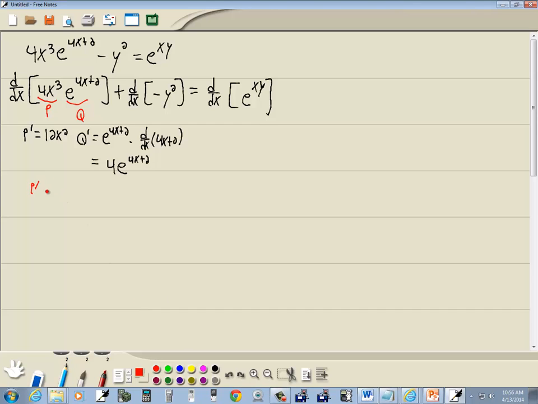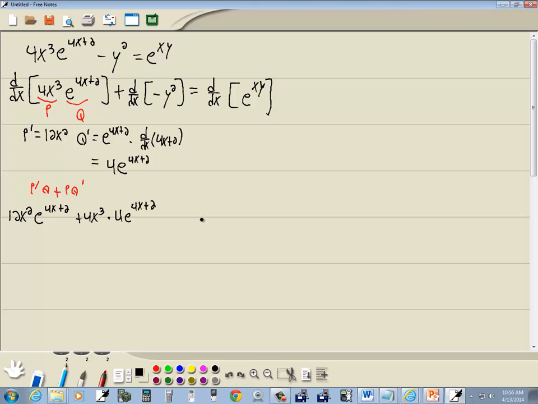So this first one is p prime q plus p q prime. P prime we said was 12x squared times q, which is e to the 4x plus 2, plus p, which is 4x to the third, times q prime, which is 4e to the 4x plus 2. Okay, let me double check all that. P prime 12x squared times q plus p, which is 4x to the third, times q prime, which is that.